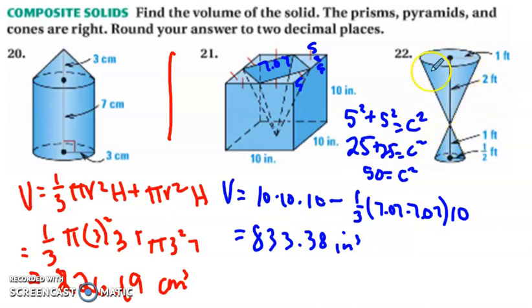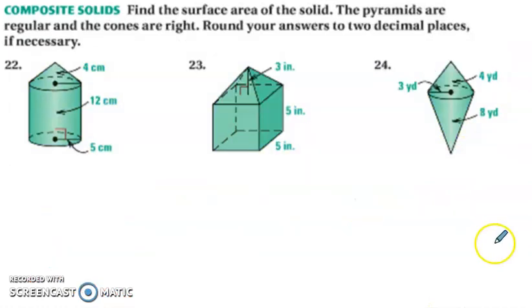All right. And the last one, it looks like we have a cone on top of a cone, so we would just add those two together. All right, let's go ahead and do surface area. Surface area is a little bit more work because you have to figure out what's missing.